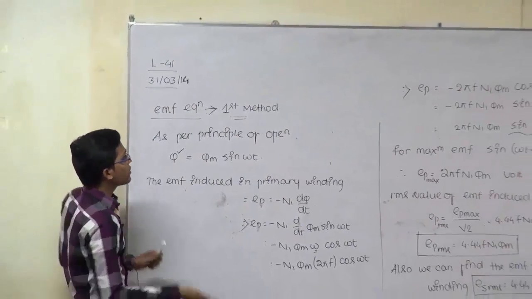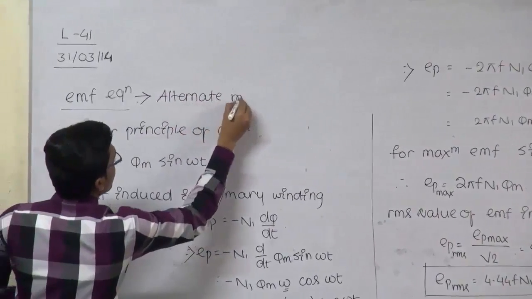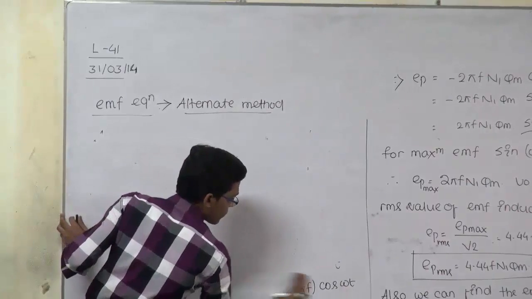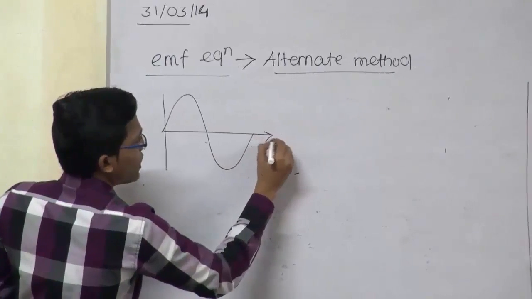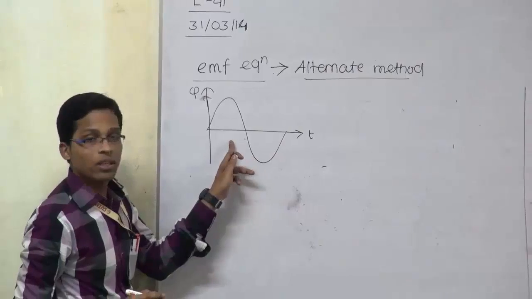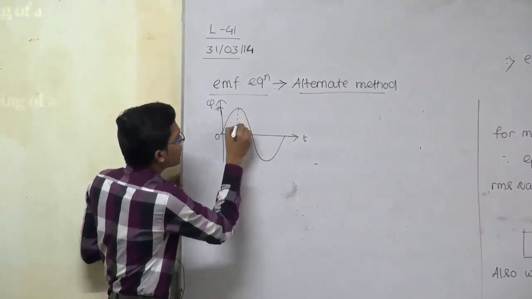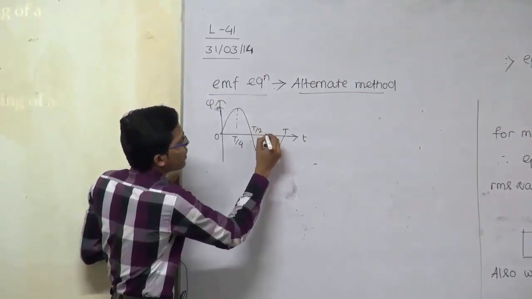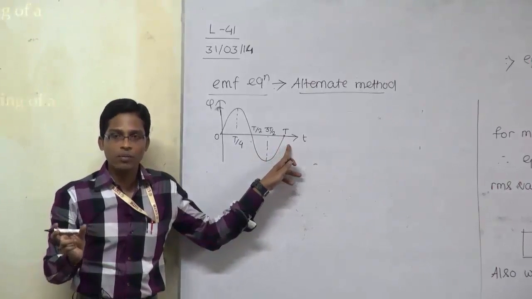One more, a second alternate method, is there. In the alternate method, we will take the flux. This is the waveform for the alternating flux, with flux along the y-axis and time along the x-axis. We take the time points T/4, T/2, 3T/2, and finally T. We divide the total time period, one complete cycle of the alternating flux, into different regions.